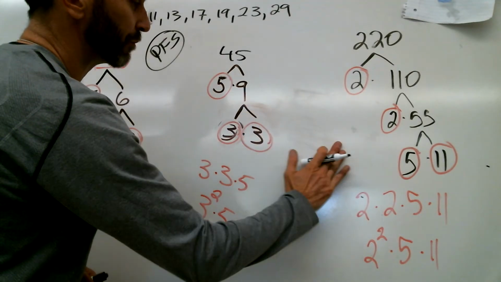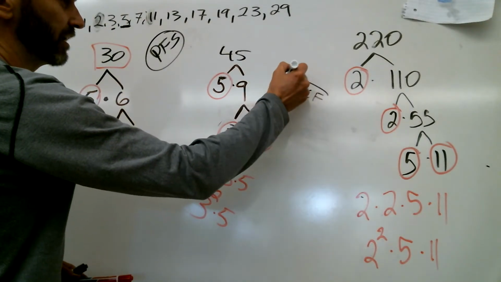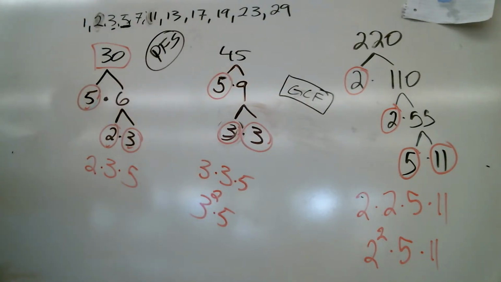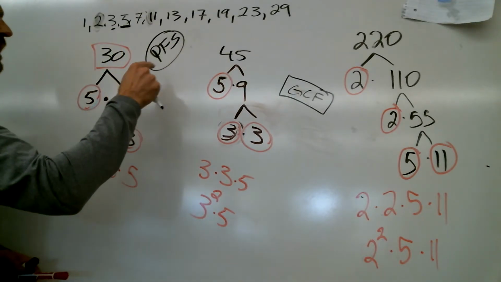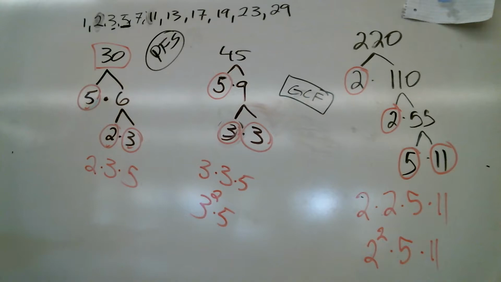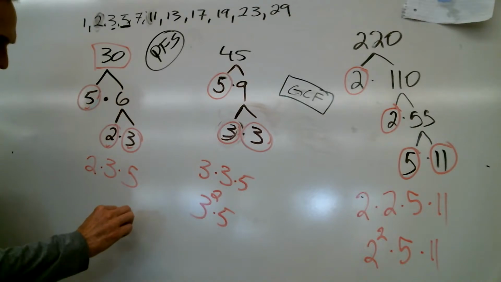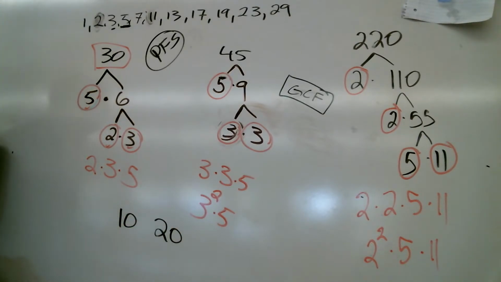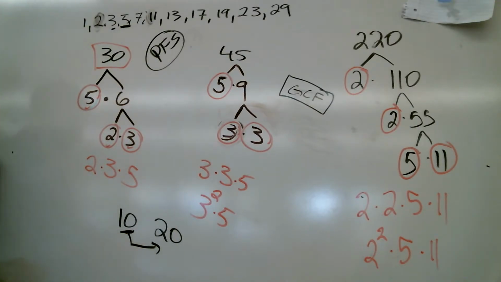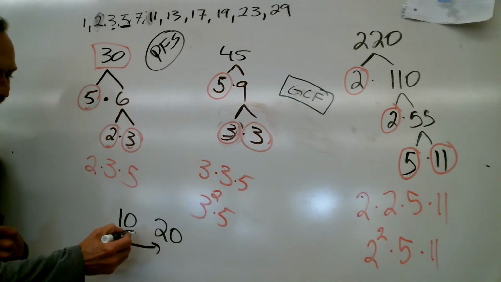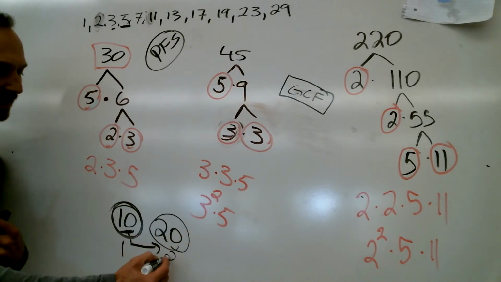So here we have 3 numbers. When we're looking for something called the greatest common factor, the GCF, what we're looking for is what is the biggest number that goes into both 30 and 45? What number can go into 30 and 45? If I do a simpler example, if I have 10 and 20, these are my numbers. Well, 10 is actually a factor of 20. So the greatest common factor of this one is going to be 10. 10 goes into 10 once, 10 goes into 20 2 times.